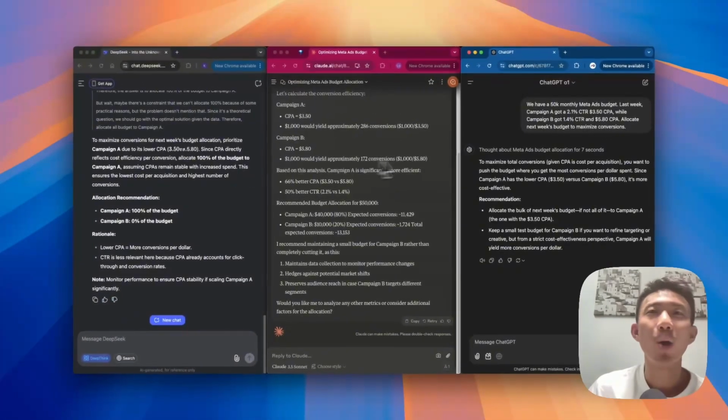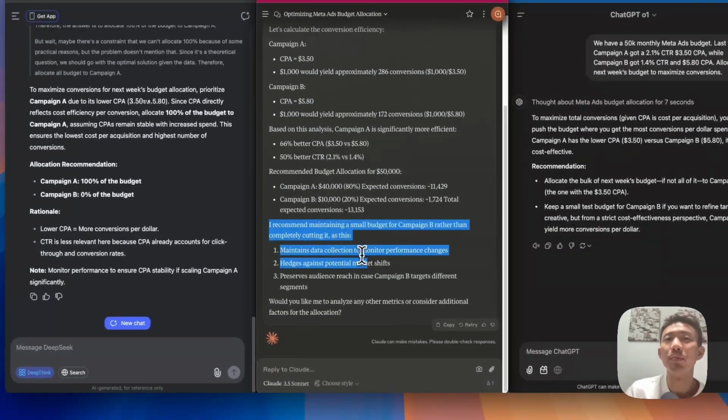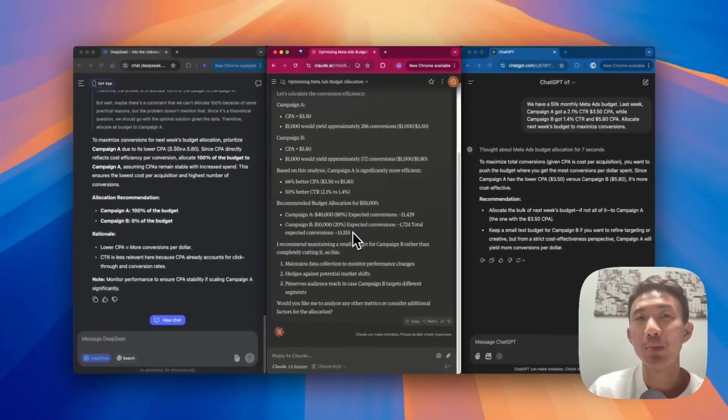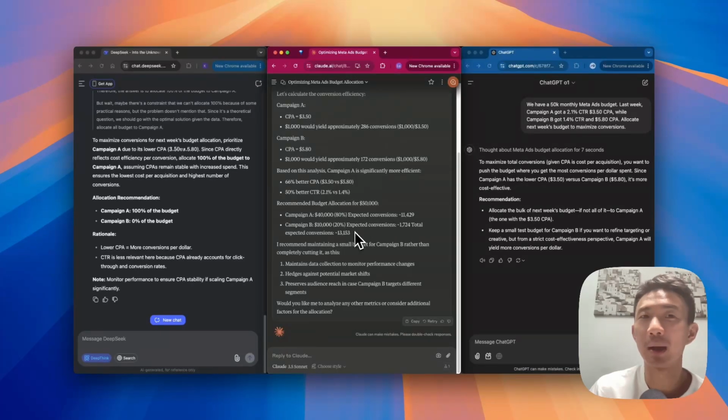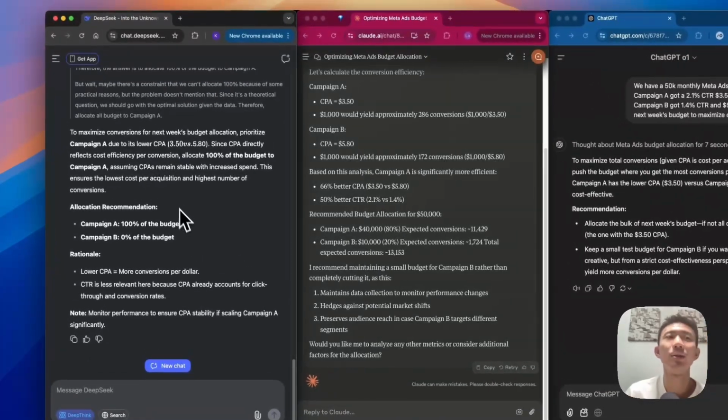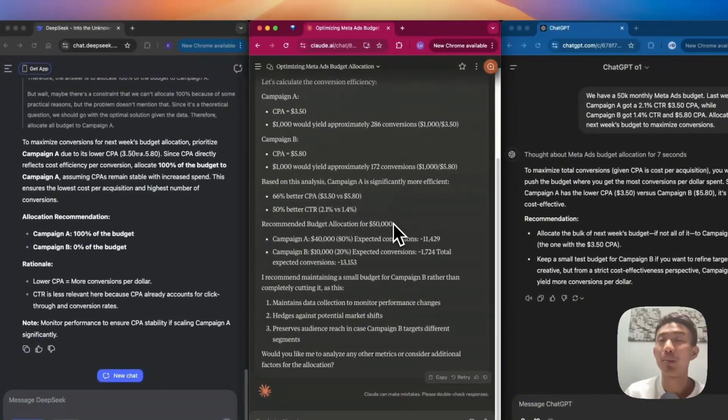Okay, so among all these three, I would say the winner is Claude, because it puts a number. It provides a recommendation in terms of number. It's better than GPT-o1, and it also provides the reasons why we should still put a small amount of budget instead of completely cutting out campaign B, because the DeepSeek one is totally cutting campaign B.